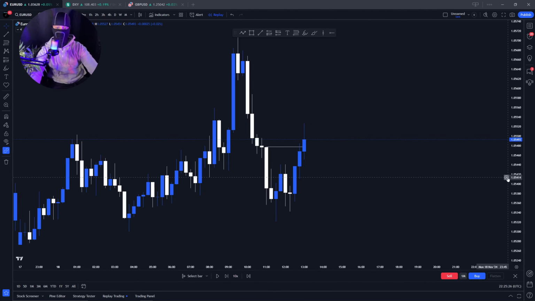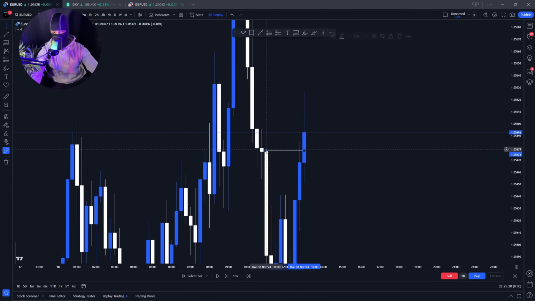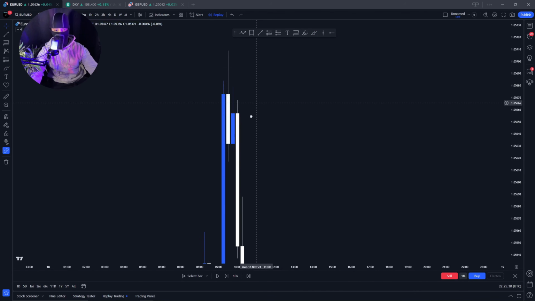No, I've done it incorrect. Why? Because this is not a swing high. This is just a normal candle. This here isn't a swing high either. Why? The candle on the left is taller. This here isn't a swing high either. Why? Because the candle on the left is taller. Again, not a swing high. Not a swing high. This is a swing high.